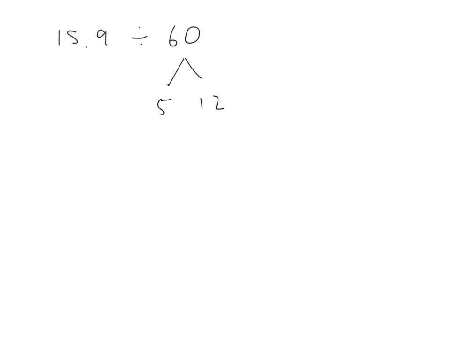So what we want to do is we want to factorize so that at least one of the factors is a multiple of 10. So in this case, we know 6 and 10 are both factors of 60. And the reason why this is helpful for us is because 15.9 divided by 60 is the same thing as 15.9 divided by 6 and then divided by 10. So it just makes our job a lot easier, and I'll just explain how.